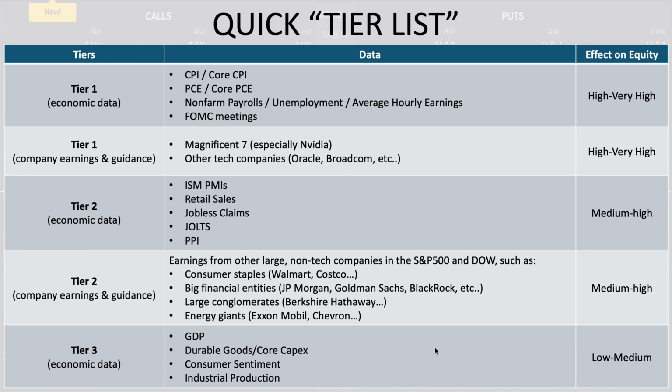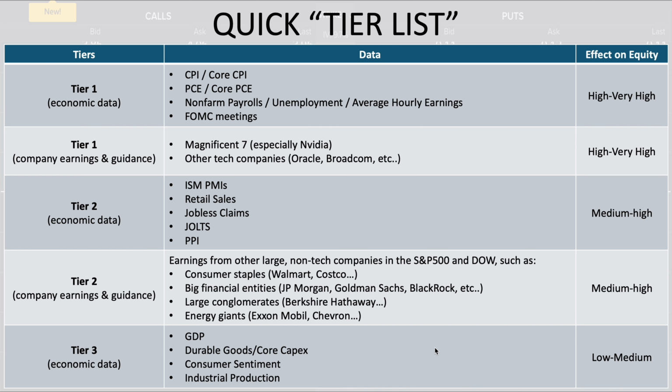Also, Oracle, Broadcom, which are also companies outside the Magnificent Seven, but still they move the market pretty much, especially because they are in the artificial intelligence field. And so they have the capacity to move the market, and any surprise basically has a ripple effect across the market. So these have a very high importance.